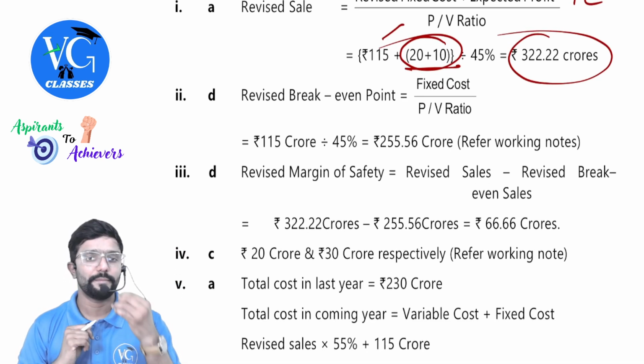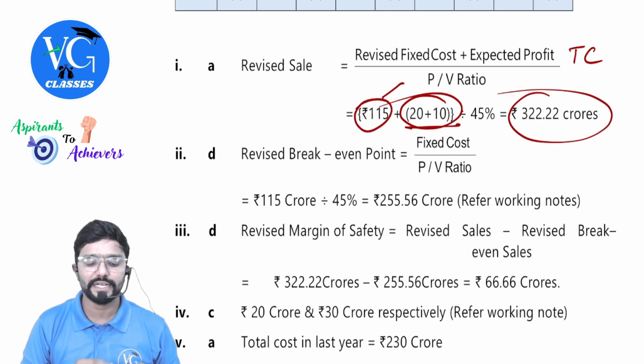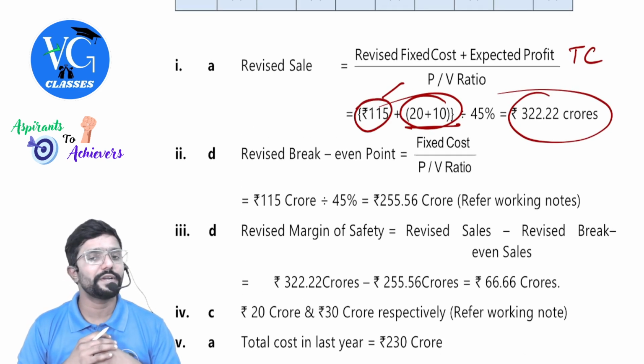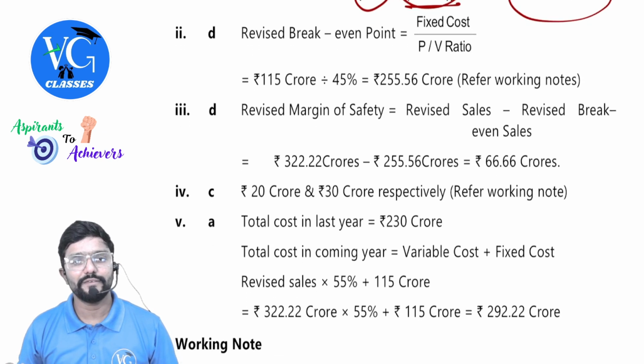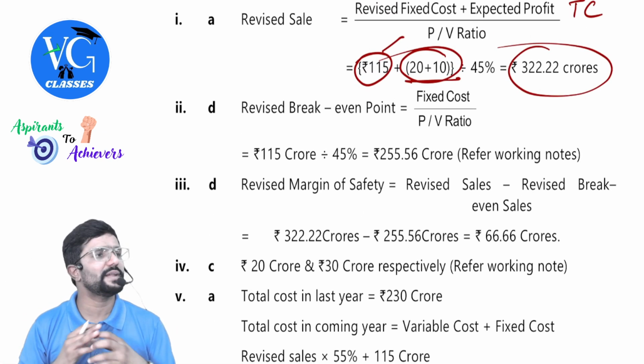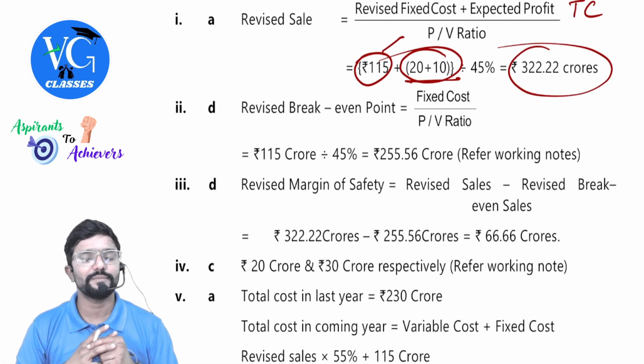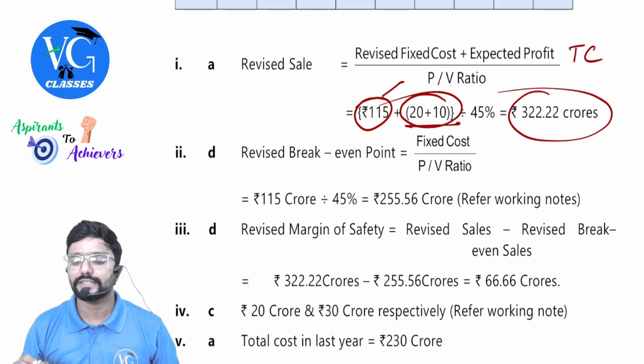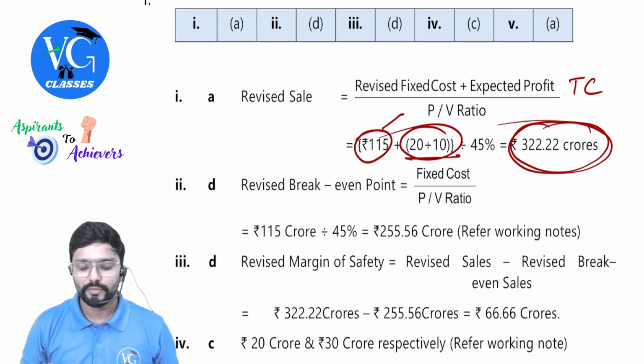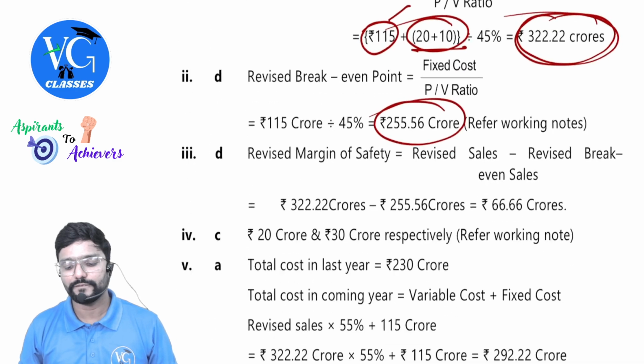Revised break-even point, guys: fixed cost divided by PV ratio. Fixed cost here we have taken simply, 115 crore divided by 45%. Revised margin of safety: total sales minus break-even sales, guys. That is 322.22 minus 255.56.